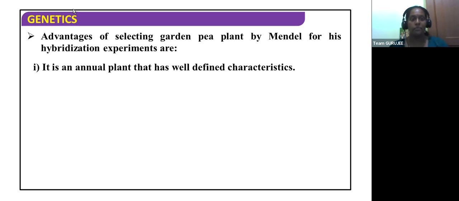That is annual. Perennials, like mangoes and tall trees, produce flowers every season. They'll be giving fruits every season, and they'll continue their vegetative growth. Reproduction will happen every year, and the vegetative growth will be happening throughout the year in the case of perennial plants.